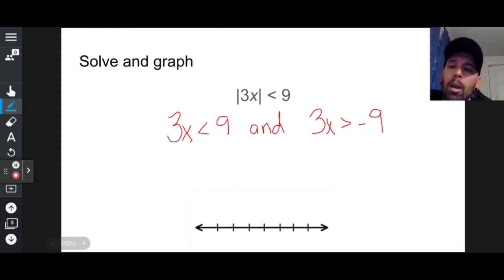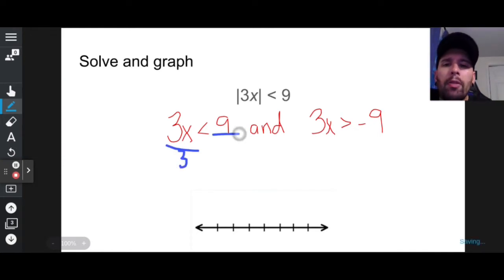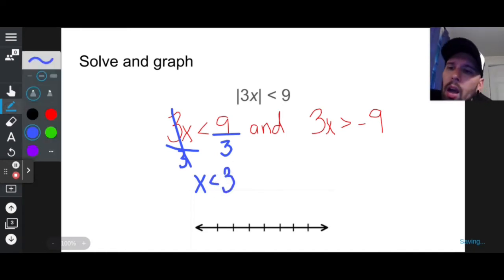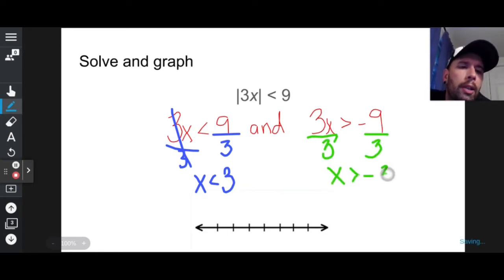Okay? I solve each one individually. Divide by 3. Divide by 3. X is less than 3. I solve the right one. Divide by 3. Divide by 3. X is greater than negative 3. And this is the word and.